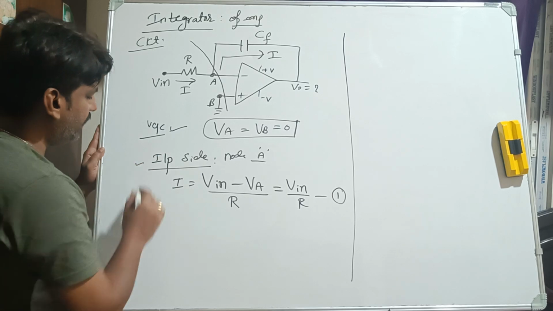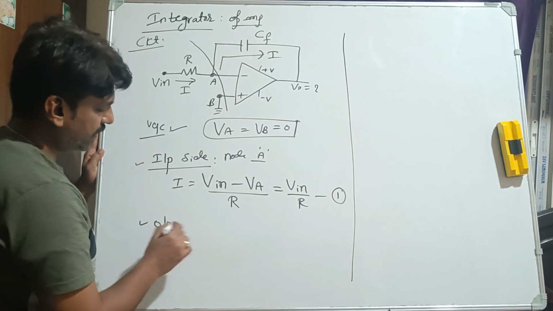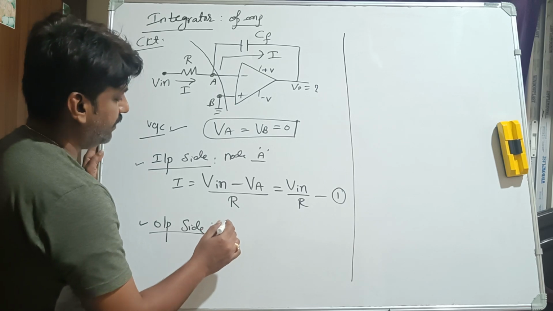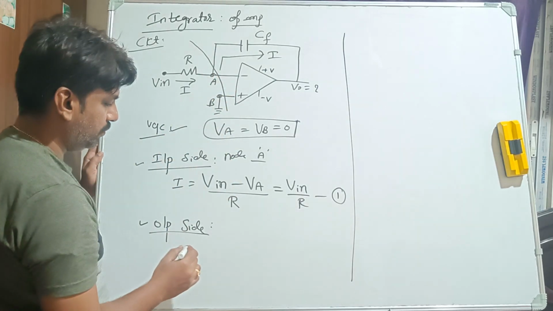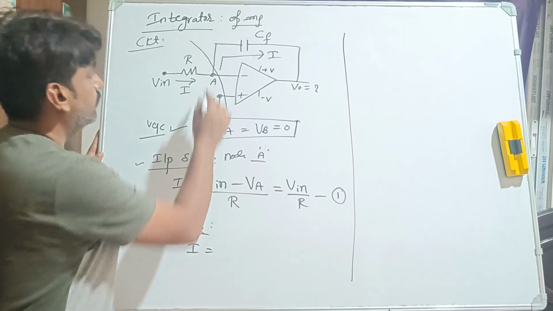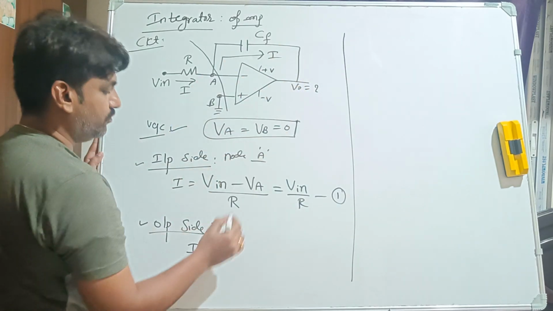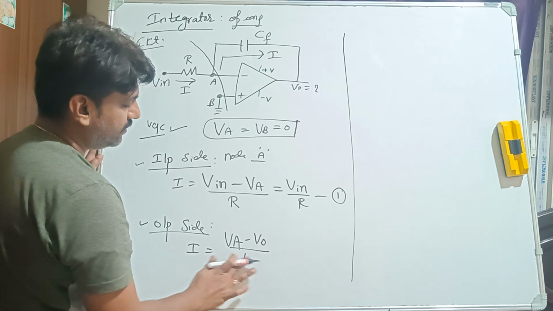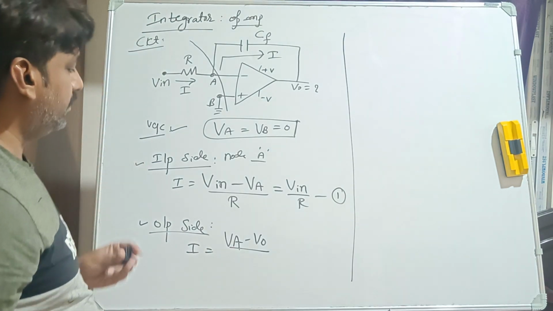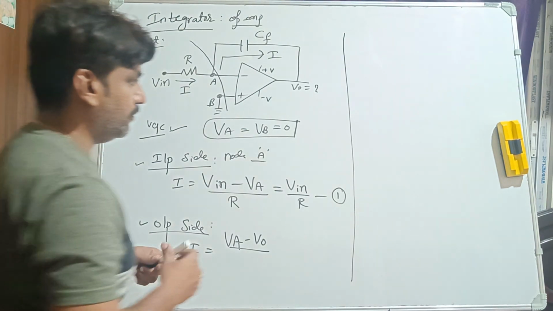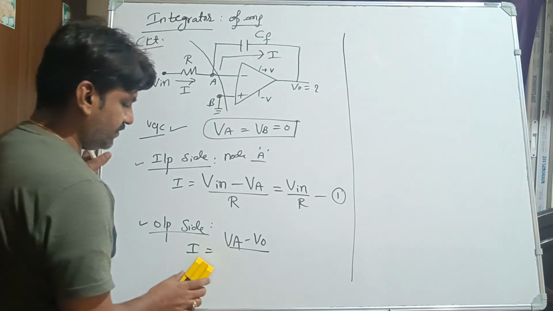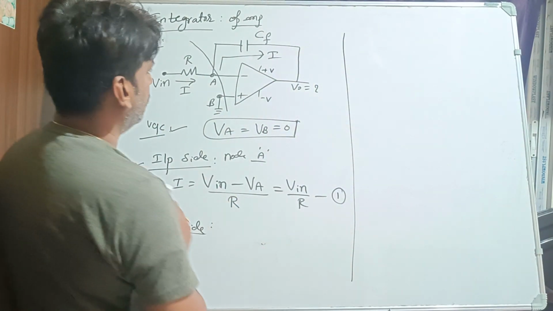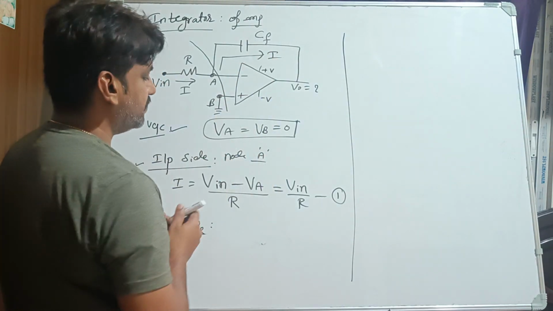Now we have written the input. So we should write the current equation for the output side. Same, we will consider this output side. Current I is, so here we can write VA minus V output, as we have done in inverting and non-inverting. But here I can't write Ohm's law. There is one extra thing here. Here we have written I equal to V by R, but here what is there? A capacitance is there.